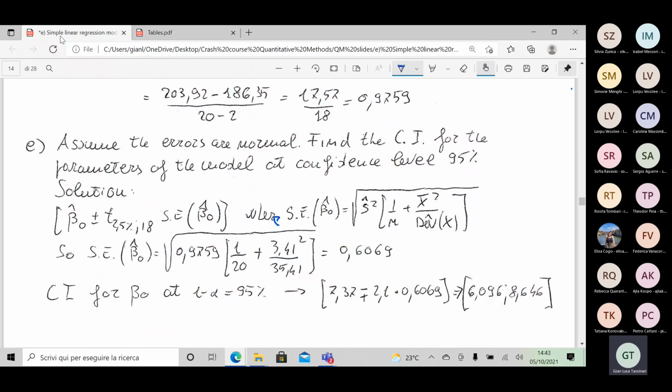I wrote only 2.1, but to be more precise it is 2.101. Put it here, and do the computation once with the minus. Remember, in the exam I want to see here the lower extreme of the interval, and here the upper extreme. I do not want to see first this one and then this one, okay? First the lower extreme, then the upper one.